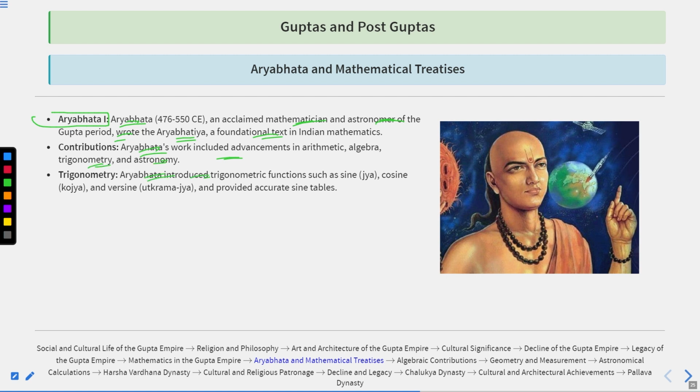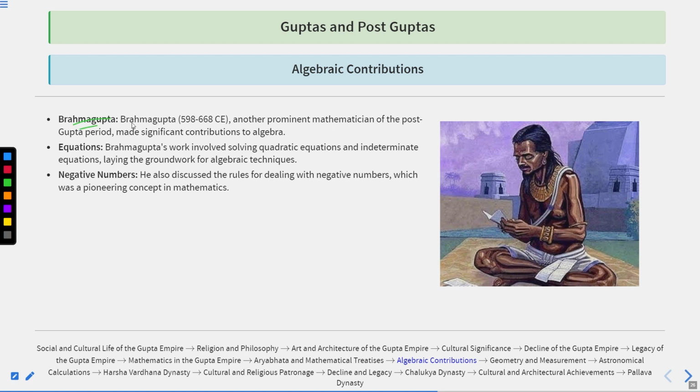In trigonometry, Aryabhatta introduced the trigonometric functions such as sine (jaya), cosine (cojaya), and versine (utkrama jaya), and provided accurate sine tables. Brahmagupta was another prominent mathematician of the post-Gupta period who made significant contributions to algebra. His works involved solving quadratic equations and indeterminate equations, laying the groundwork for algebraic techniques.